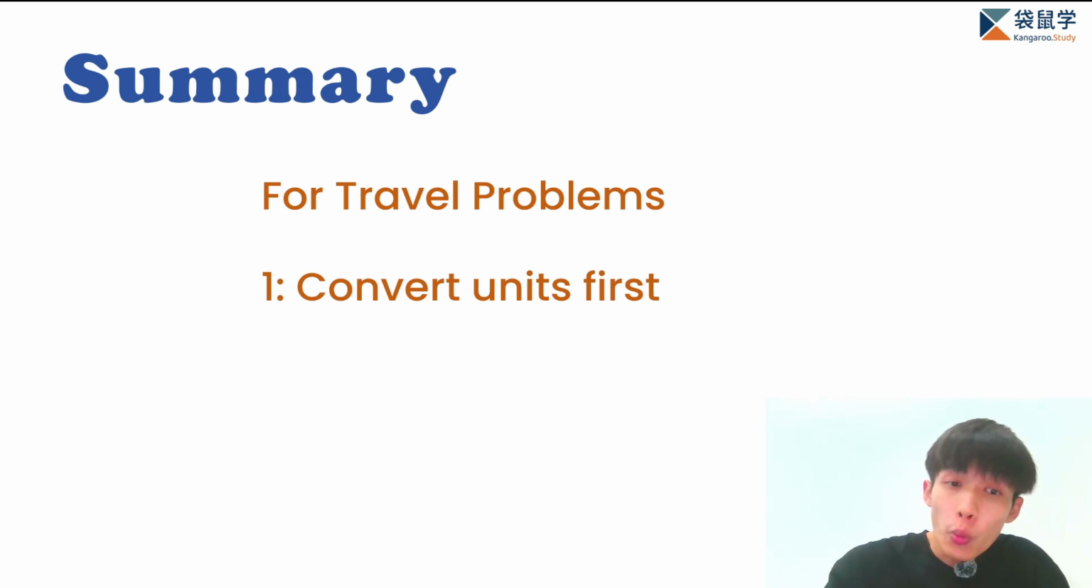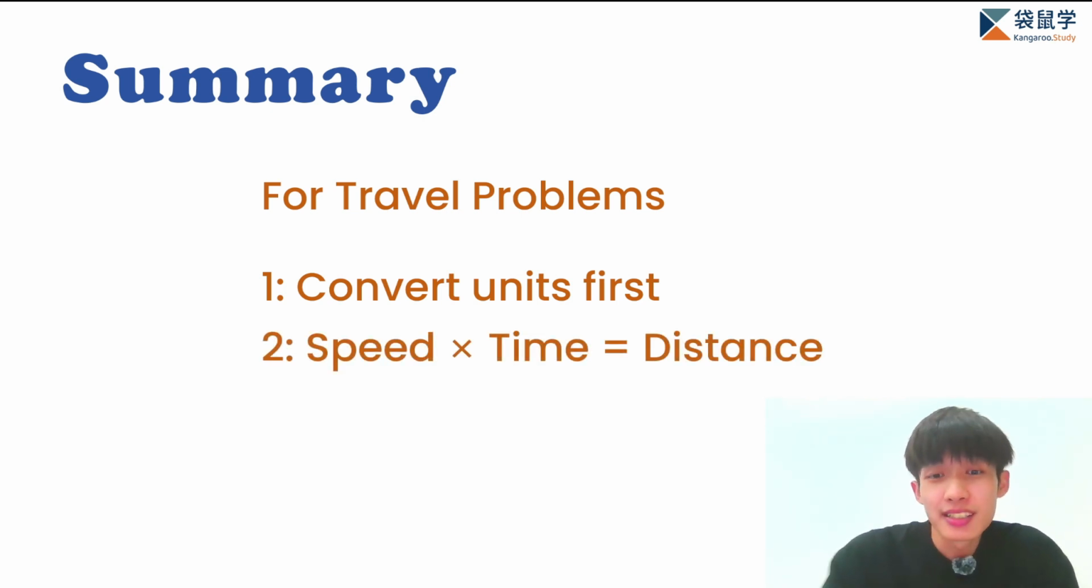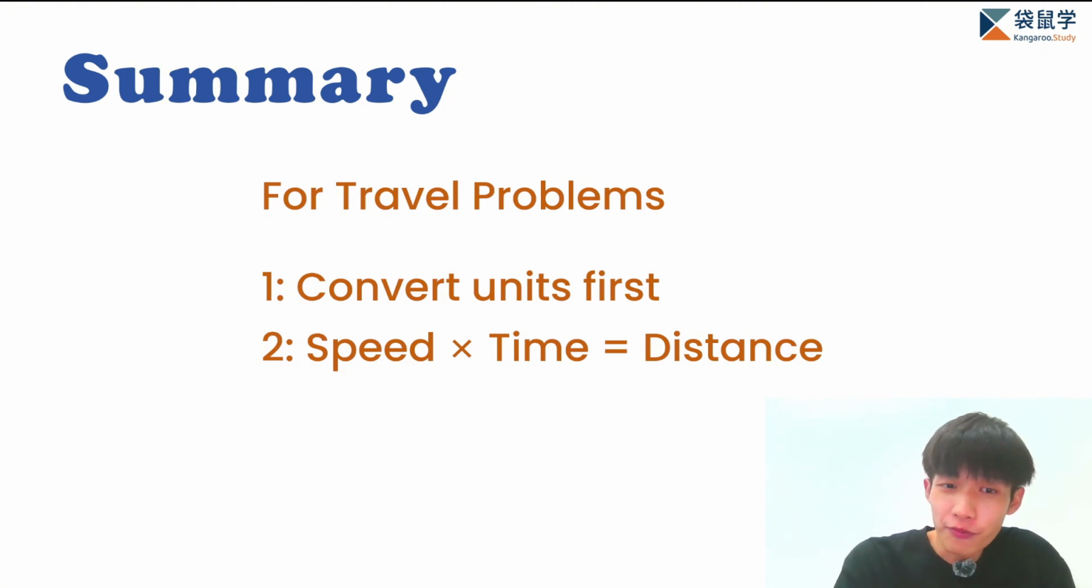And then secondly, we learned this equation: speed times time equals distance. And actually, by using any two of the values, we can get the third one. This is what we call "know two, get one."